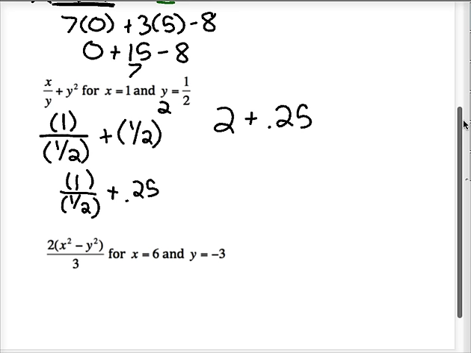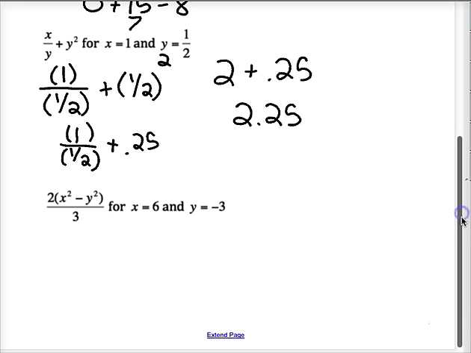Again, if you aren't getting that when you type it in, please see me for help. Then finally, 2 plus 0.25 is 2.25. And there's the end. And our last case.